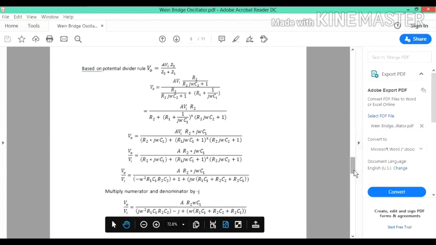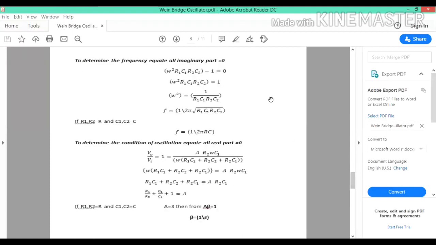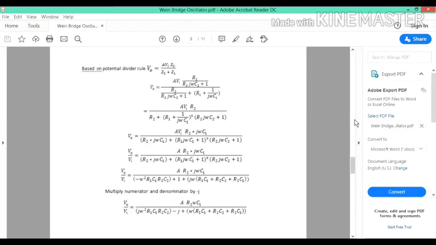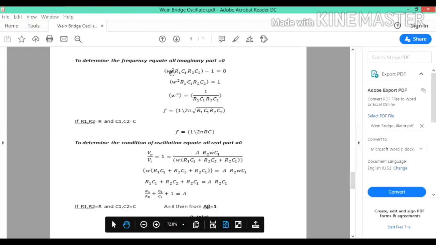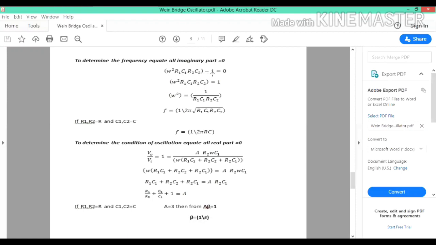From this, for obtaining a desired frequency, first, to determine the frequency, we are going to equate the imaginary part equal to 0. As you can see in the equation, the imaginary part is related to the first and second terms. Now we are going to take it as an input for calculating the F value. So omega square R1 C1 R2 C2 minus 1 is equal to 0. When you interchange and simplify that, you get the frequency F equal to 1 divided by 2 pi root of R1 C1 R2 C2.